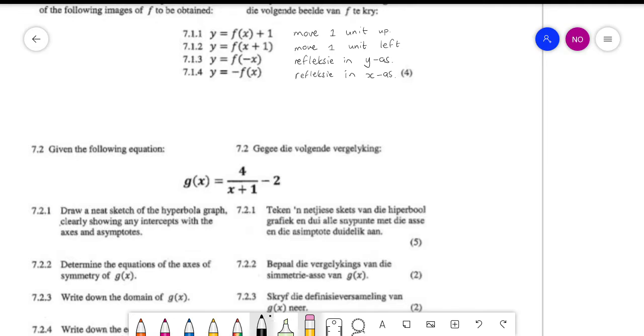Without reading 7.2.1, but just looking at that, what type of a graph is that?